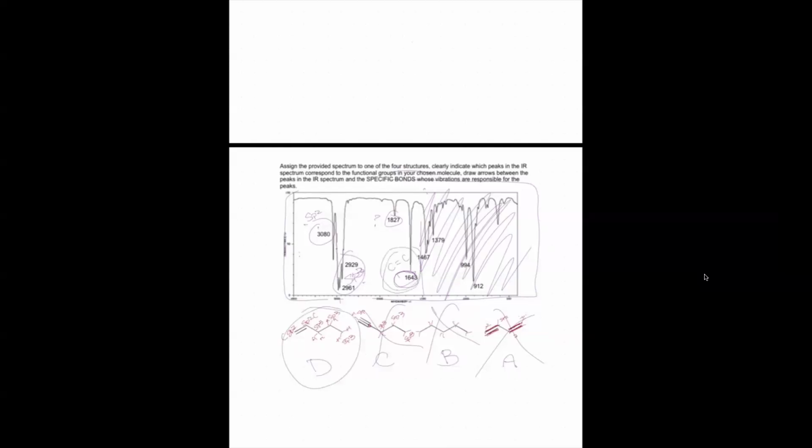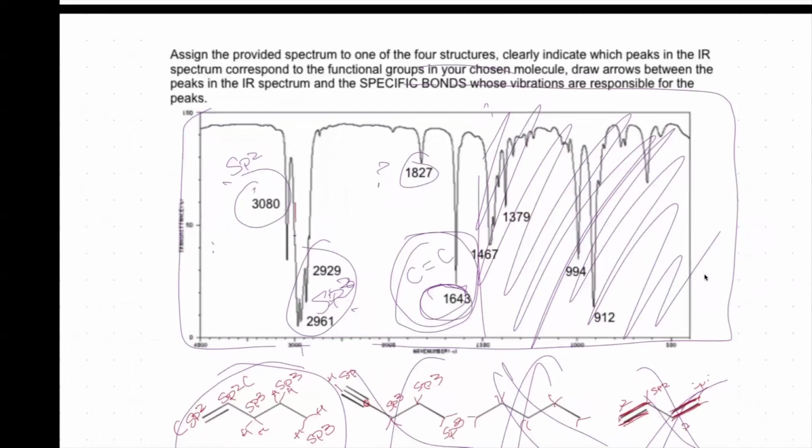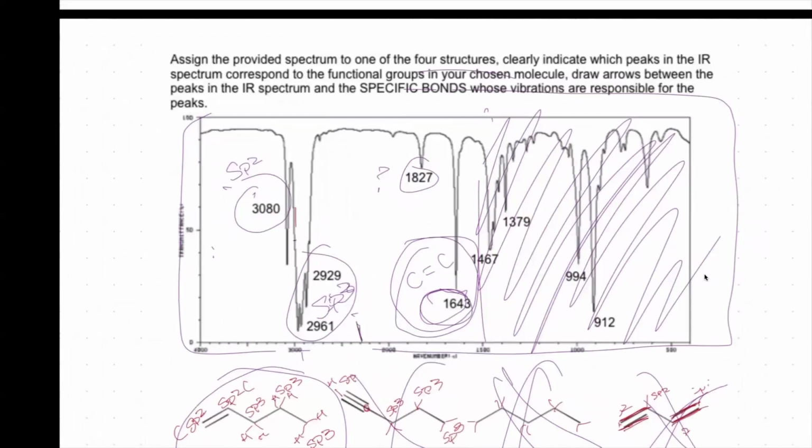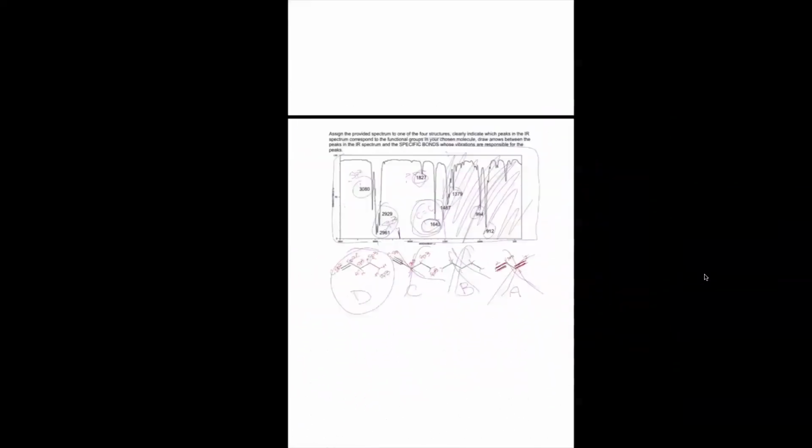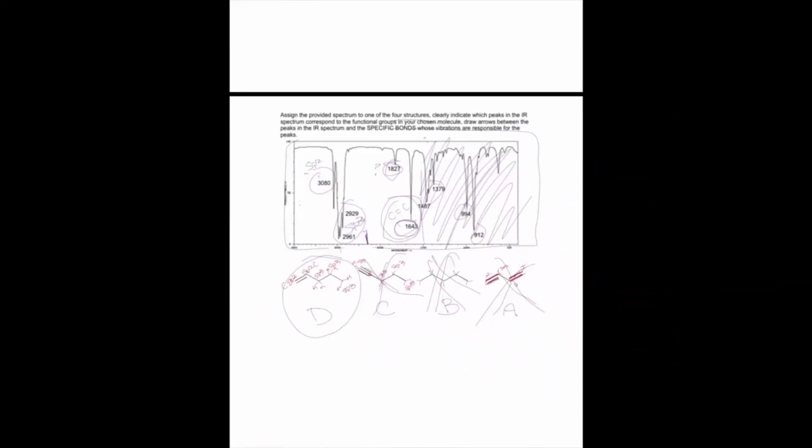Even if we didn't know what this was, we knew for sure that we weren't going to have this and we weren't going to have this. And then a triple bond is going to be in the 2200s range, which is somewhere in here, and we have nothing there. So it can't be the triple bond. See how not everything necessarily matters to be able to read your graph.